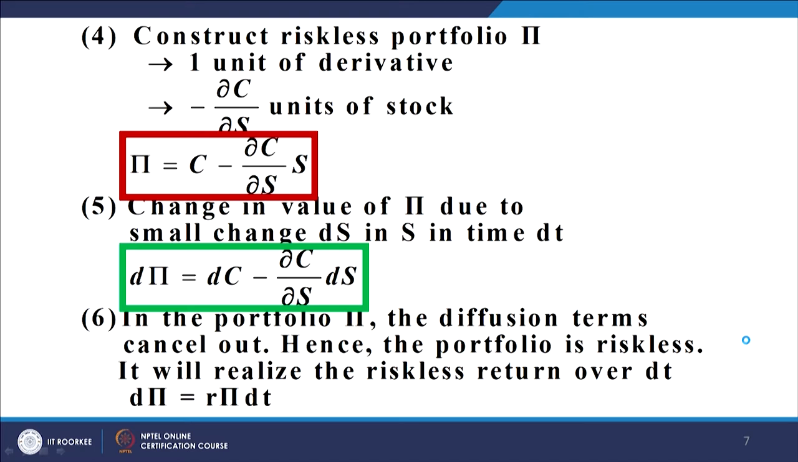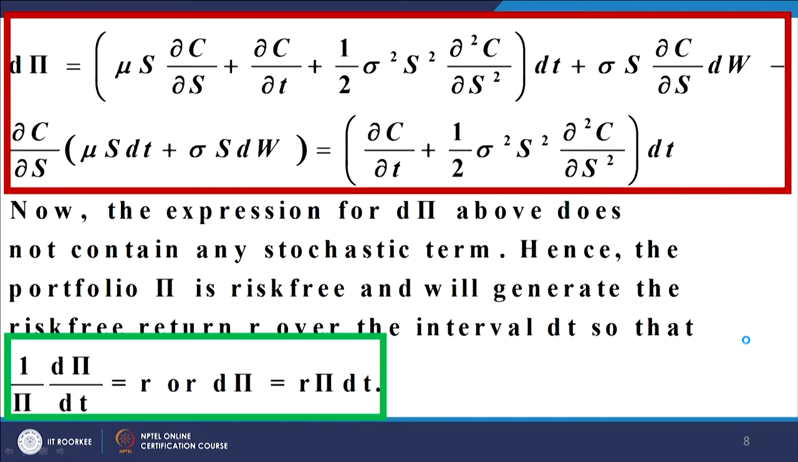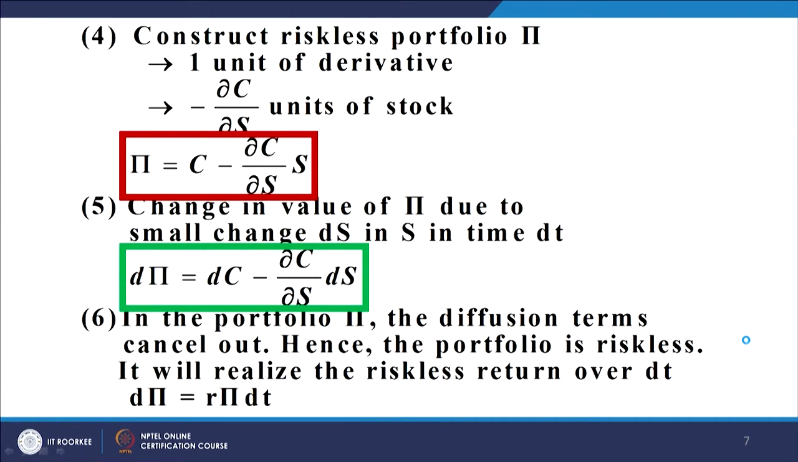The composition of the portfolio, that is one unit of the derivative and dc upon ds units of the stock, remains unaltered even due to a change in the price of the underlying asset. We are making that strong assumption. So, that being the case, we get d pi is equal to dc minus dc by ds into ds. Next step, now putting the values, you see what we have here is d pi is equal to dc minus dc by ds into ds.